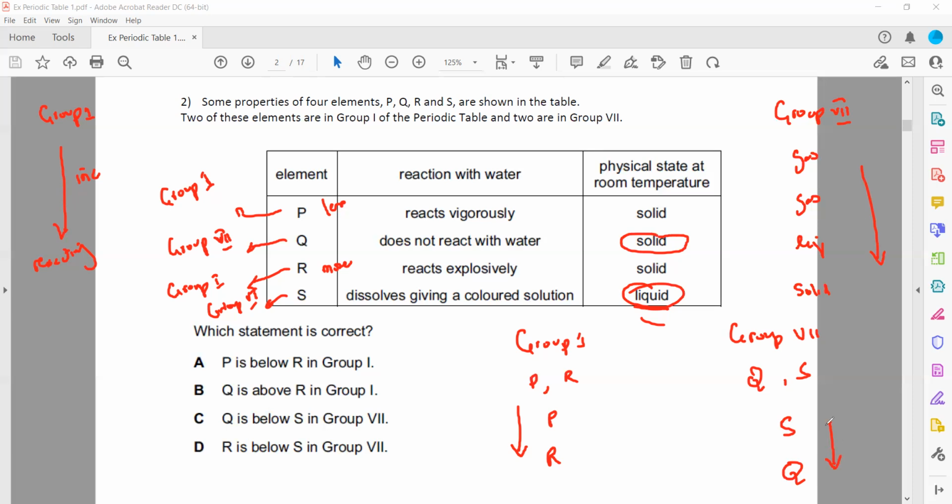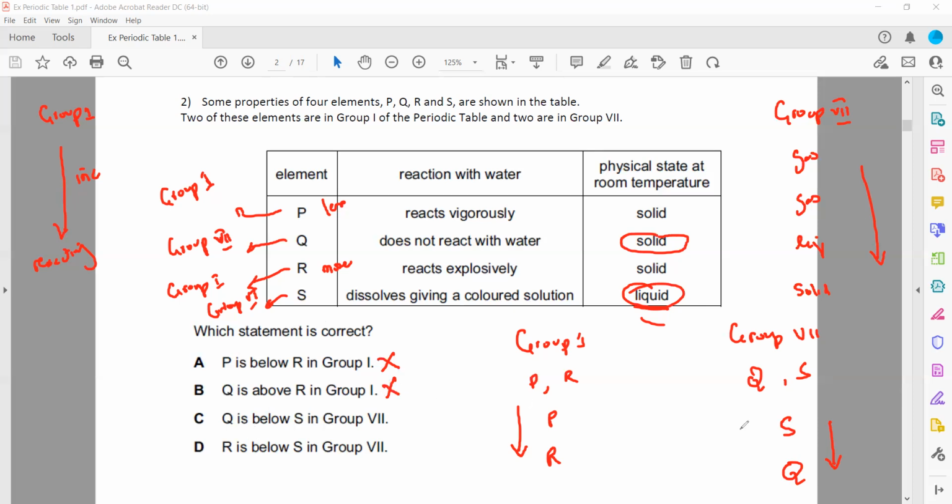So this is how we locate their positions in the group. Now we check which statement is correct. P is below R. You can see P is not below R. That's wrong. Q is above R, but Q and R do not belong to group 1, so that's totally wrong.